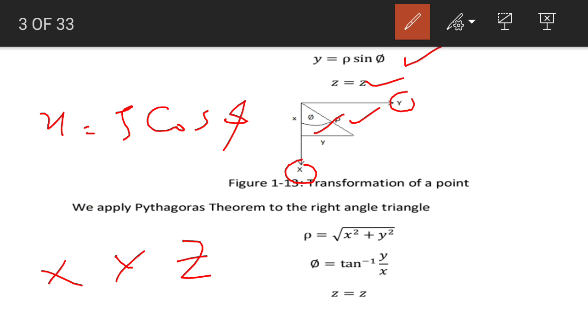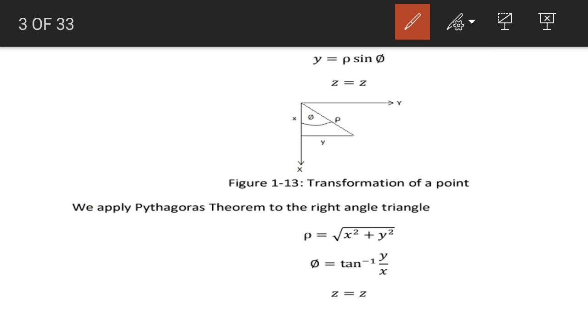So x will be equal to rho cos phi, y will be equal to rho sin phi, and z will be equal to z. Similarly, if x, y, and z are known, you can find out the cylindrical coordinates of this point. You can find out rho, phi, and z. And you see, how can we find out rho, phi, and z?